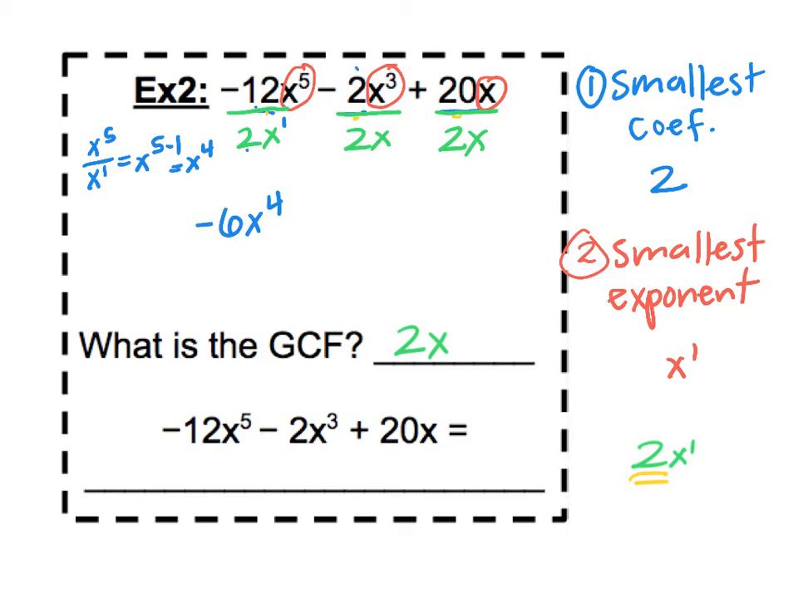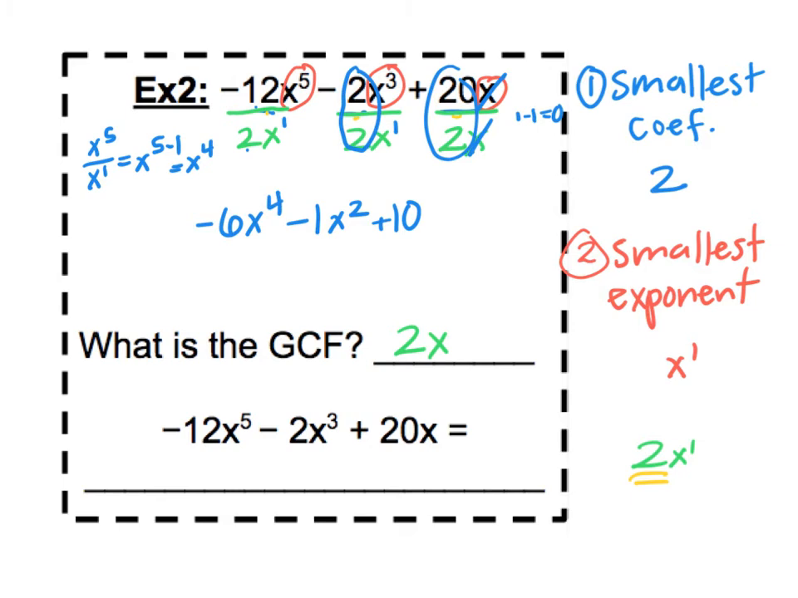For my next one, negative 2 divided by 2 gives me a negative 1. And we're going to subtract our exponents, so 3 minus 1 gives me 2. And then for our last one, 20 divided by 2 is 10. X divided by x, they each cancel each other out. It's kind of like you're doing 1 minus 1, which gives you 0. So we don't have any x's on that last term.